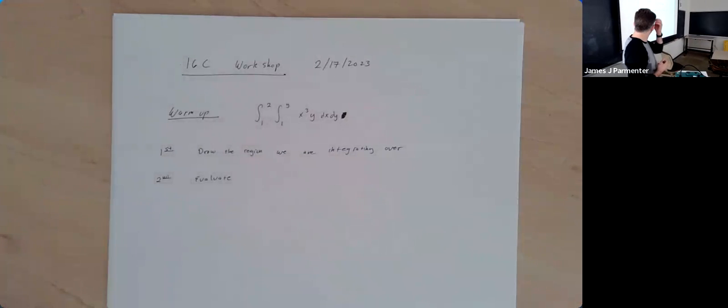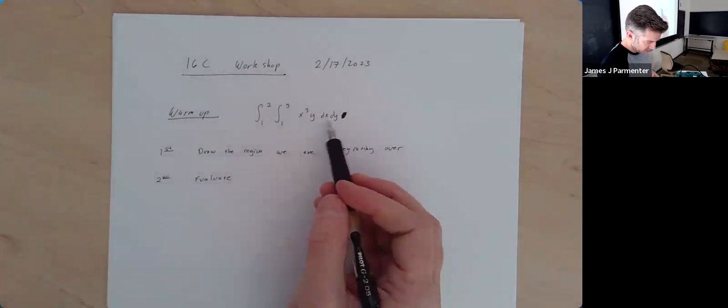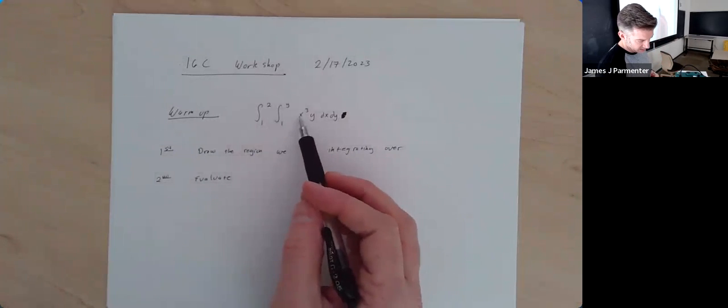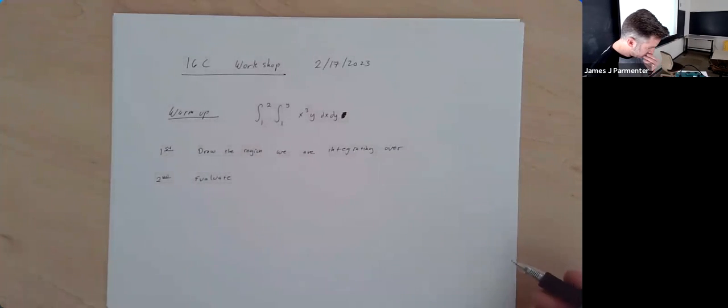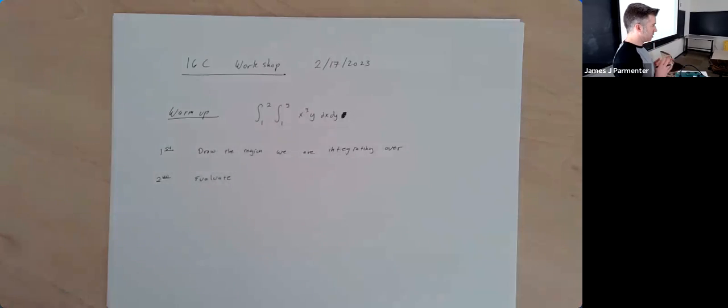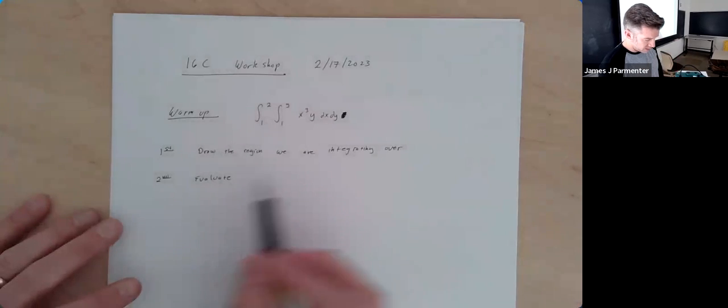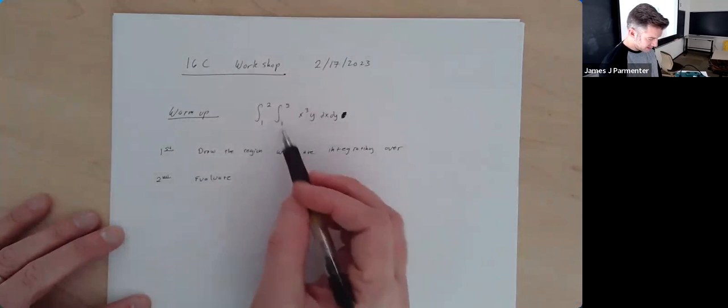So here's an example: the integral from 1 to 2 with respect to y, and from 1 to y of x cubed y dx dy. So we're going to draw the region just because it's good to practice drawing the region for a couple reasons. And then we'll evaluate. So when drawing the region, I always look at the inside part first.